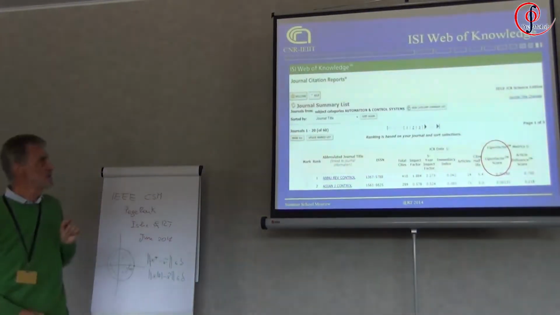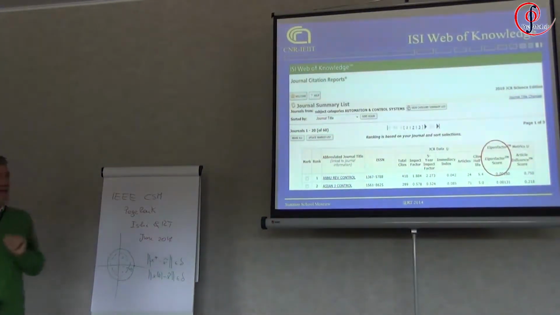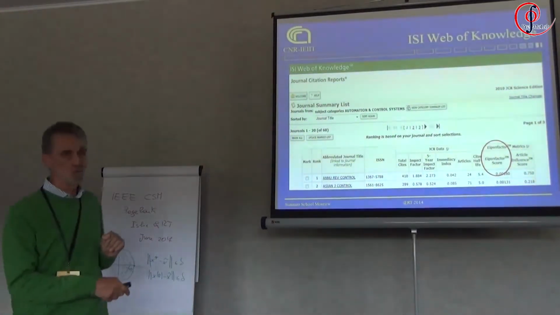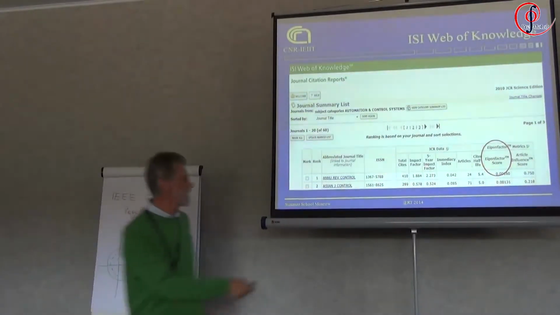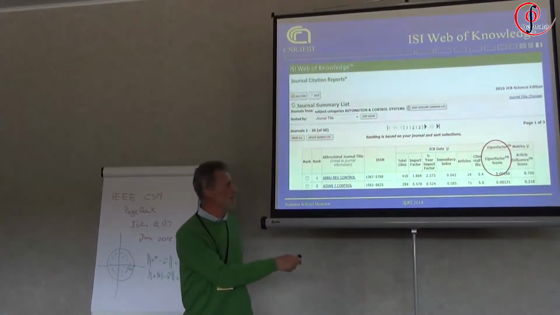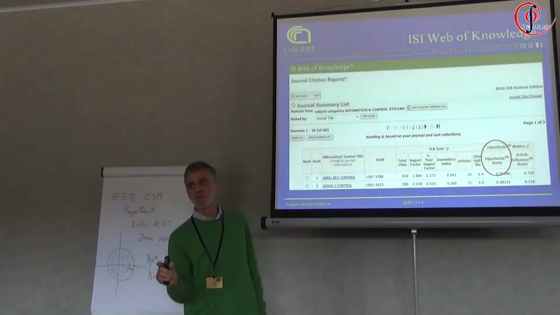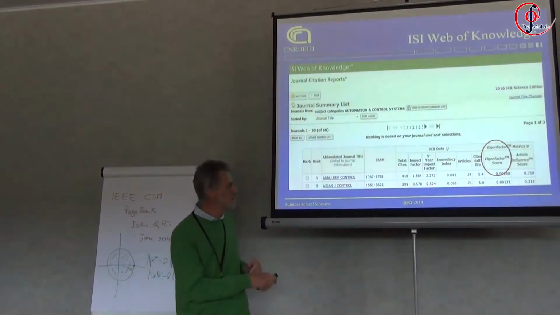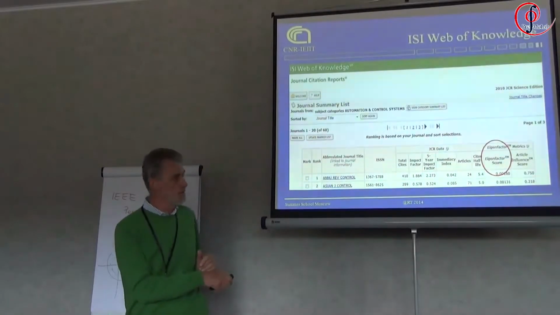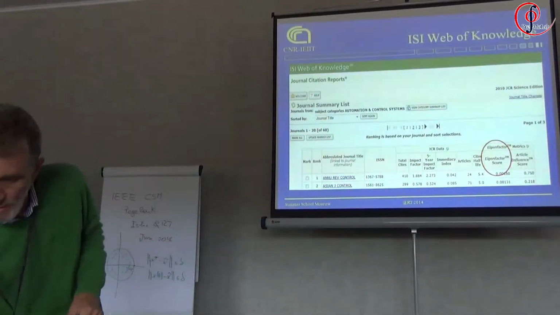There is another criterion, which is officially within ISI, called the eigenfactor score. By the way, there is also another criterion here, the so-called 5-year impact factor. So there is a window period of 5 years. It's the same idea, but it's used less often than the 2-year impact factor, which is the classical one.